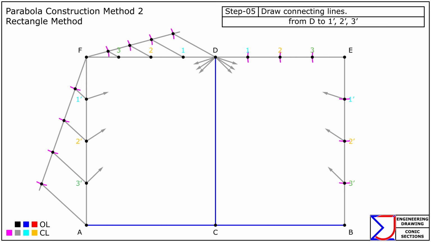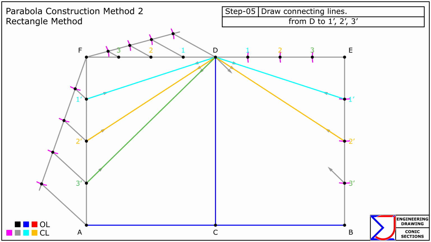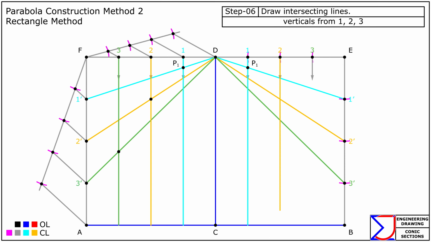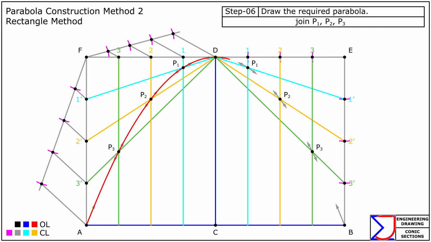After that, from point D, draw connecting lines to the marked points along the vertical sides of the rectangle. Then, from marked points along the horizontal sides, draw vertical lines to intersect the previously drawn lines. Finally, connect all the intersection points with a smooth, continuous curve to complete the required parabola.